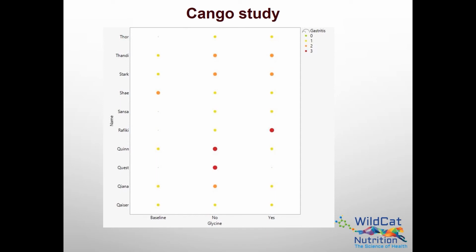You can see all their names listed on the left-hand side there, and then you can see that once again, with no glycine, there were 2 of them that really got grade 3 gastritis, and about 3 that got grade 2 gastritis. There was only 1 individual that actually got worse after glycine supplementation. But you must remember too that the actual time period of them having been on this original diet where they were getting quite a lot of collagen was getting further and further away.